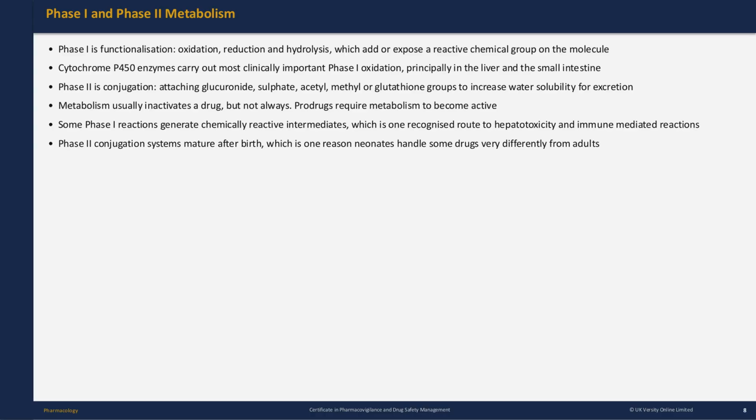Phase 1 and Phase 2 metabolism. Phase 1 is functionalization, oxidation, reduction, and hydrolysis, which add or expose a reactive chemical group on the molecule. Cytochrome P450 enzymes carry out most clinically important Phase 1 oxidation, principally in the liver and the small intestine. Phase 2 is conjugation, attaching glucuronide, sulfate, acetyl, methyl, or glutathione groups to increase water solubility for excretion. Metabolism usually inactivates a drug, but not always. Prodrugs require metabolism to become active.